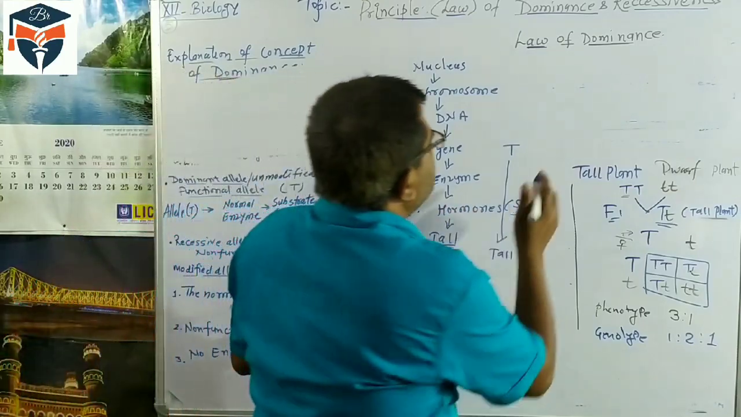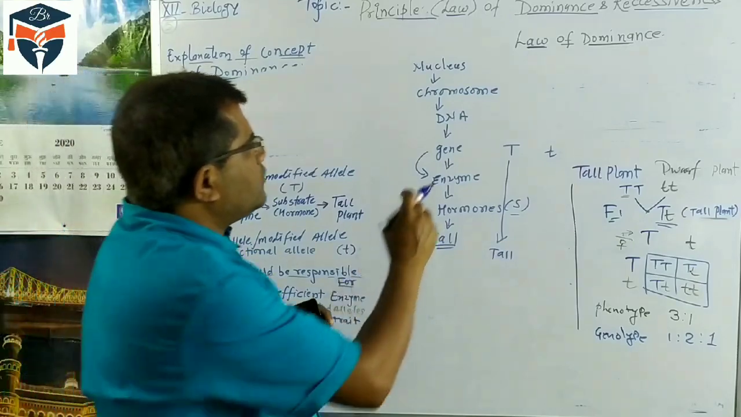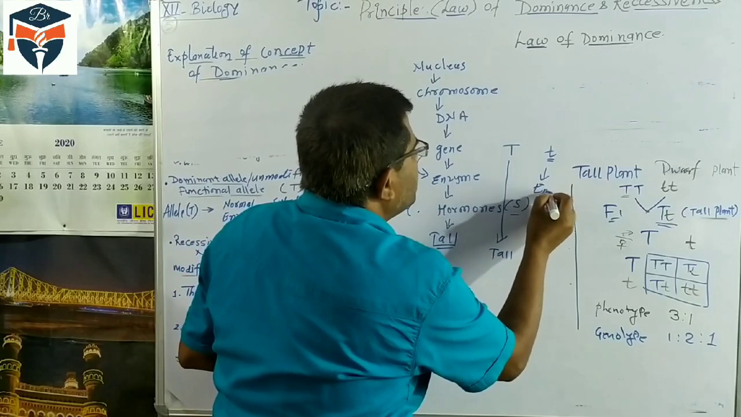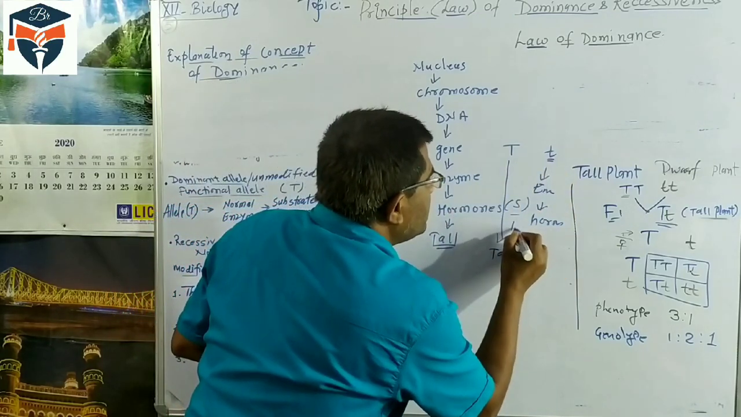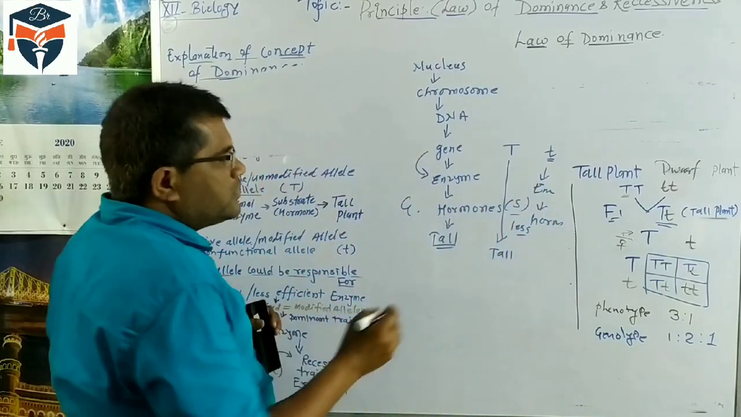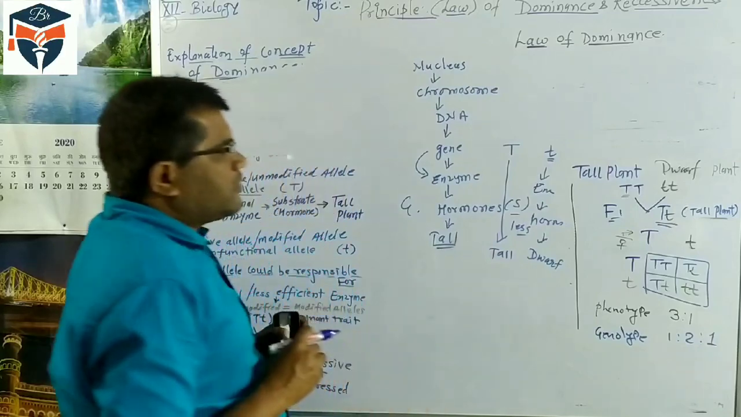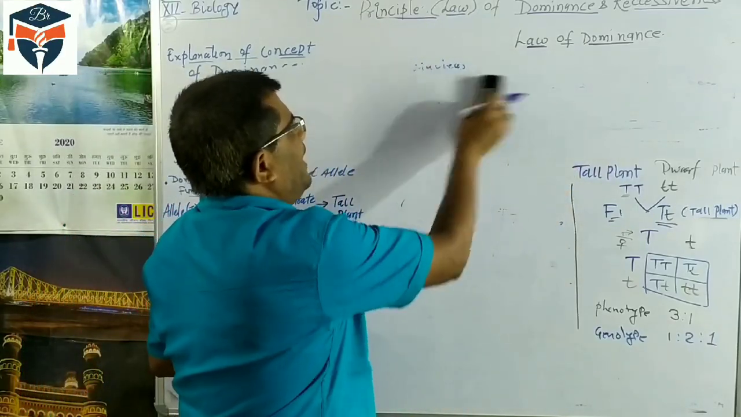Suppose there is the small t recessive allele. This is also an allele, and this allele also synthesizes an enzyme. This enzyme will produce less hormone. If less hormone is produced, in such cases the plant will be dwarf. So this is the expression of the trait by the allele.